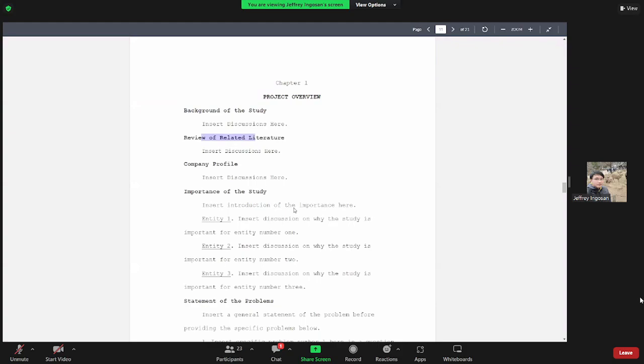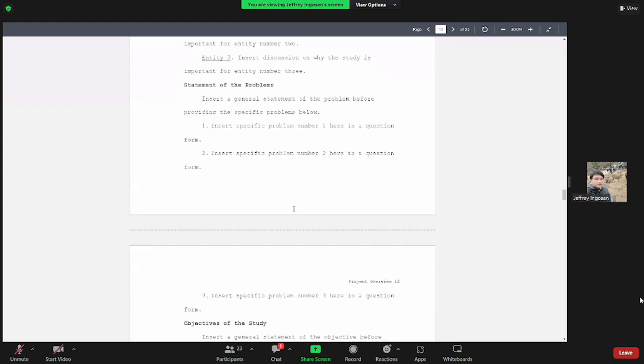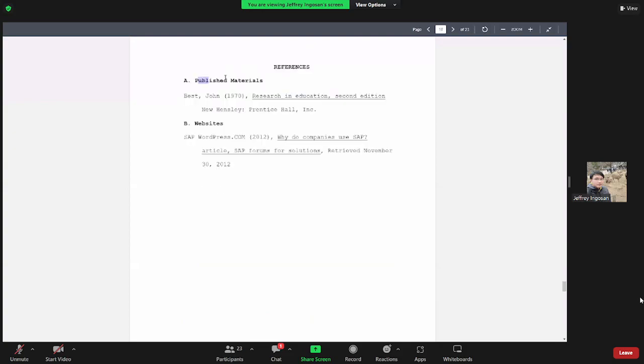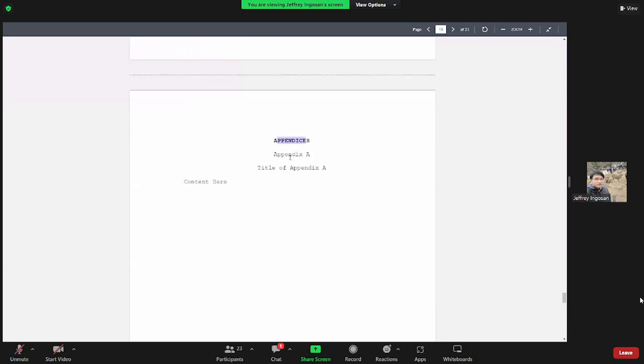So likewise with methodology, discussions, conclusions and recommendations, references. So only the label references plus the sub-classifications or classifications of the references, which are bolden. Then appendices. Do not bolden the appendix letter and the appendix title. Just the label appendices should bolden. So if you have appendix B, the title of appendix B should not also be bolden.